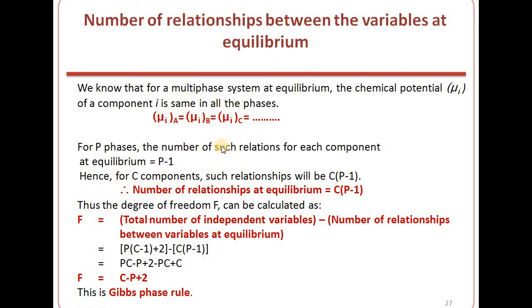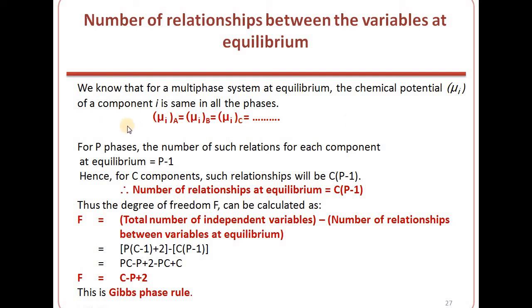For that, we will find out the number of equilibria required for the given system to be in phase equilibrium. We very well know the conditions are temperature of different phases are same, pressure of different phases are same, and third one was the chemical potential of each component is same in all the phases. So from here we are getting one restriction which we will subtract from total number of variables. So for a multi-phase system at equilibrium, the chemical potential of a component is same in all the phases. Now for P phases, the number of such relations for each component will be equal to P minus 1. For example, we are talking about the ith component and total number of phases are P. So total number of such equations for P phases will be equal to P minus 1.